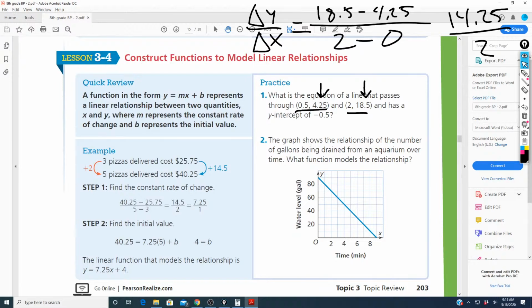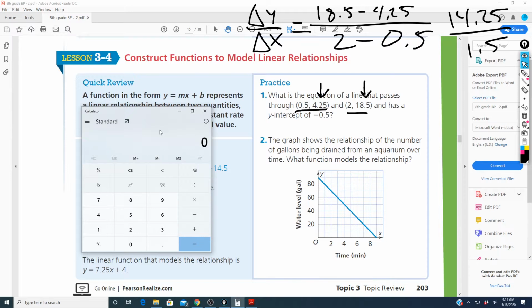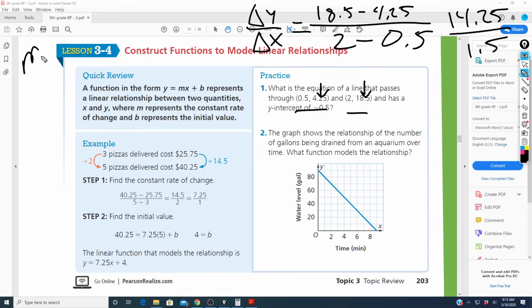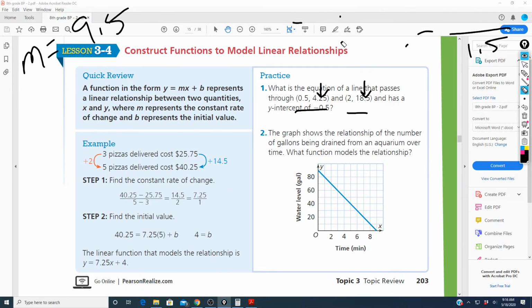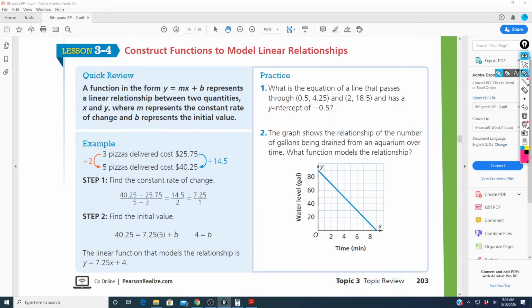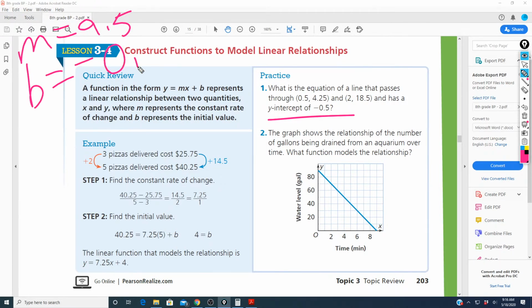it's 0.5. That's why I was looking, I'm like, why is that not the case? 0.5. This is actually 1.5. There we go. So if I take my 14.25 and I divide by 1.5, it should give me 9.5. So my slope, my m is 9.5. Let's get all this off. Slope is 9.5. All right. And it has a y-intercept of negative 0.5. That means my b is negative 0.5.